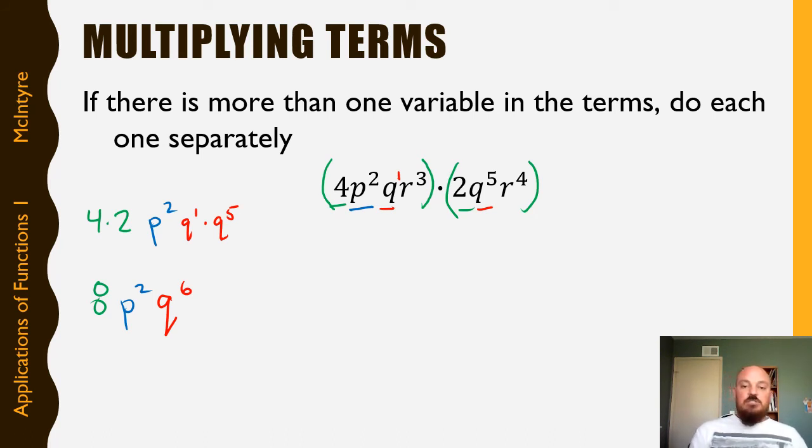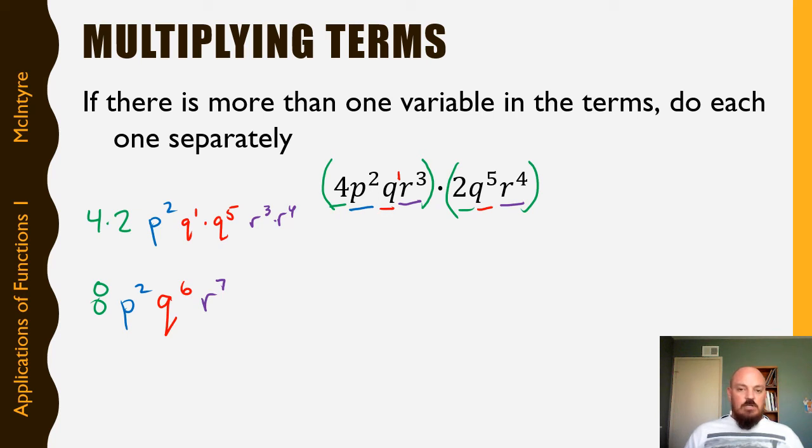And we'll wrap this question up by doing the r's. I have r to the 3rd times r to the 4th, and I'm going to add those exponents too. So I just get a r. You don't have two r's in your answer when you multiply. You leave it with one r and you add the exponents. And for this one, 3 plus 4 is 7. So I'm going to have r to the 7th power. So that's my final answer. It's 8p squared q to the 6th r to the 7th power.